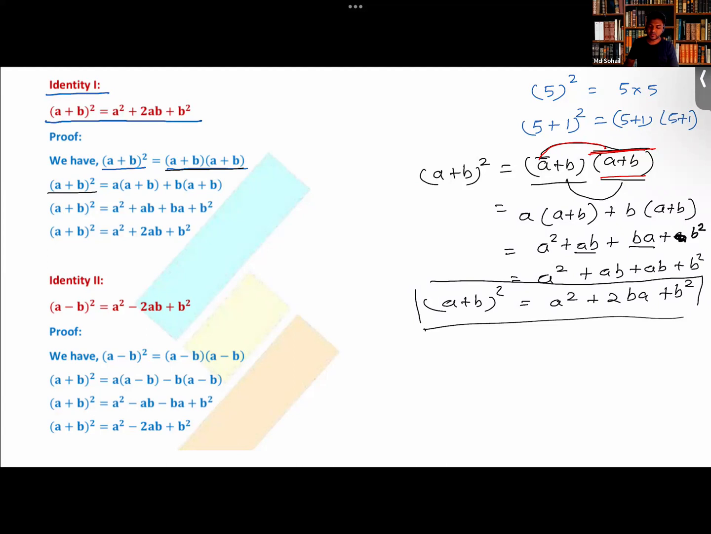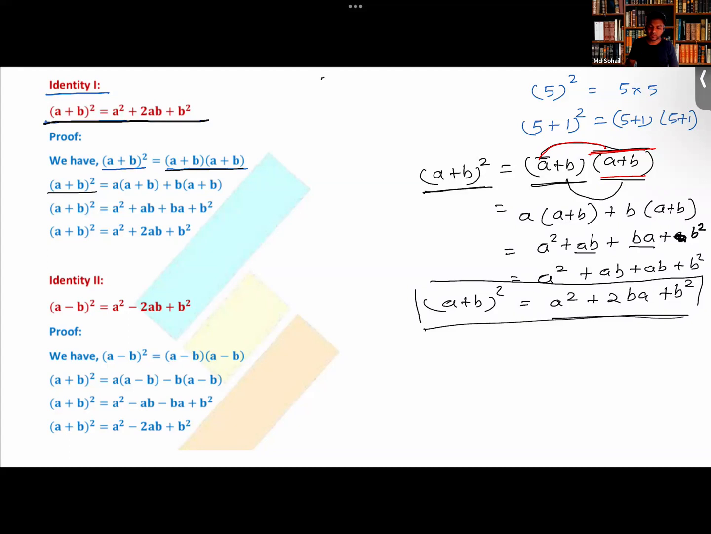So we basically broke this expression here, (a plus b) whole square. We know how we do multiplication, like (a plus b) whole square will be (a plus b) into (a plus b). Then we simply simplified it. Then we got this. So this is how identity number one came, right? Now let's put some values in it.